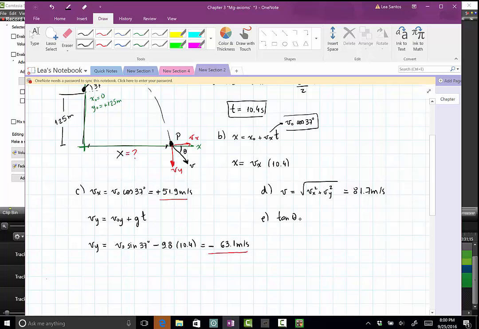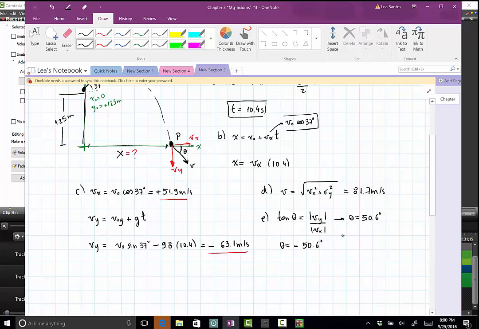So the tangent is, I'm going to use just the absolute value of Vy over Vx. From here I get an angle, and you should get that this theta is 50.6 degrees, but this is the theta below the x-axis, so a way to write it is theta is minus 50.6 degrees, so below the x-axis, or you just write 50.6 below the x-axis.